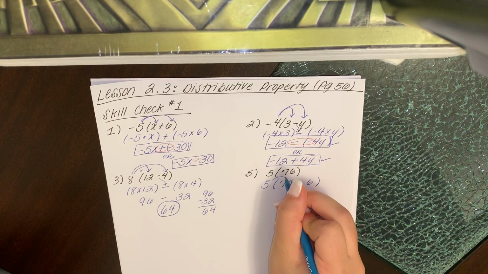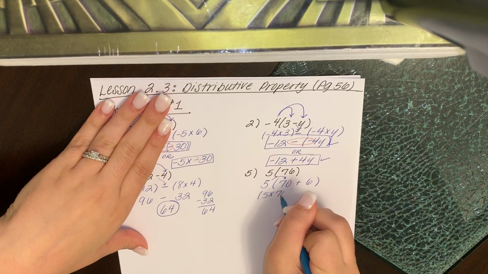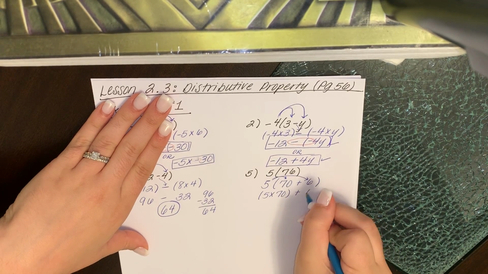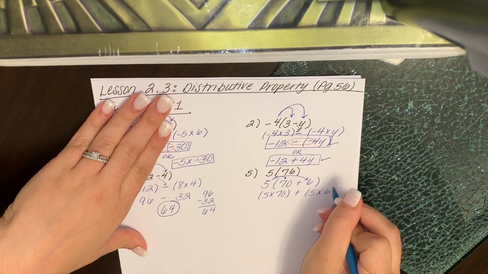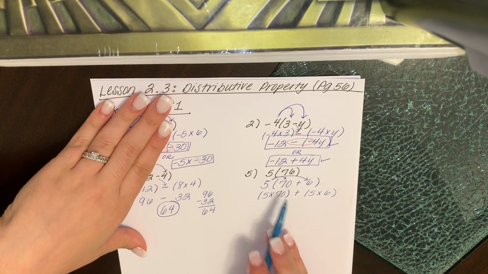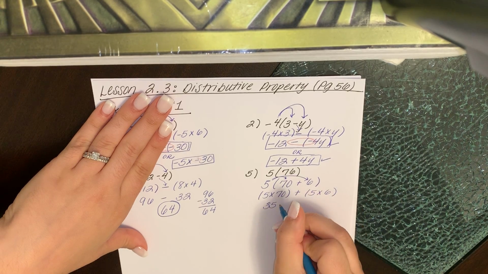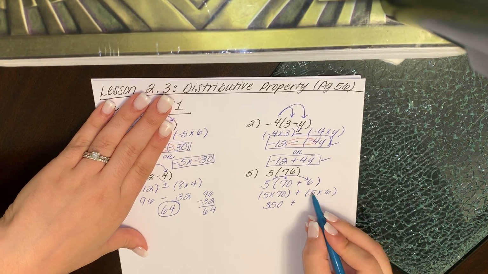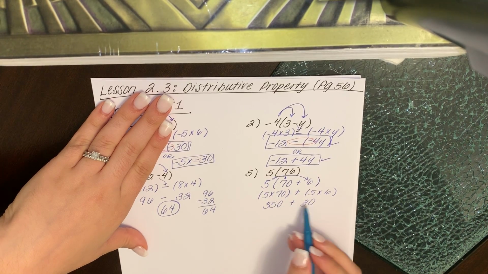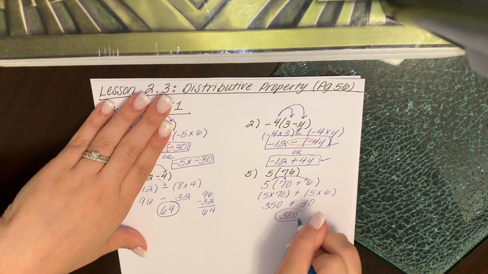And now I can multiply each part. 5 times 70, keep the plus sign in between, and 5 times 6. And we'll see if we can actually solve it. 5 times 7 is 35. I have a 0 here, so put a 0. Plus 5 times 6 is 30. And I can actually add these up, so I get 380.